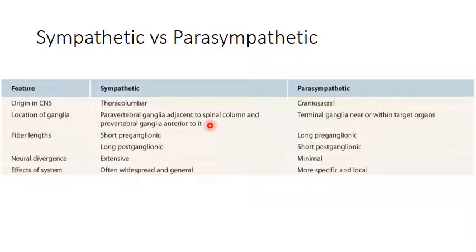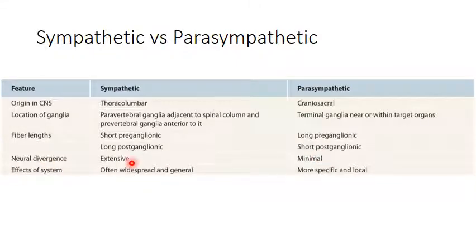organ. The fiber lengths, remember these are opposite of each other, so we have short preganglionic and long postganglionic for sympathetic, because we are going to use these ganglia, paravertebral ganglia, longitudinal to the spinal column, as sort of our first stop for our preganglionic, and then the postganglionic usually arise at that point and head all the way to the target organs. Opposite in the parasympathetic, long preganglionic, they go almost all the way to our target organ or cell, where they'll then synapse in a nearby ganglia, and then short postganglionic.